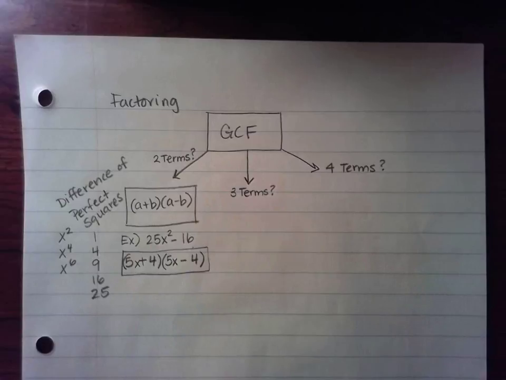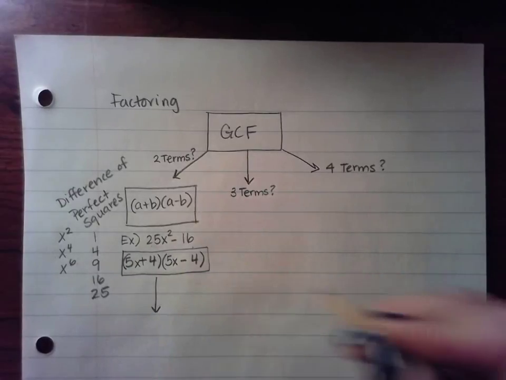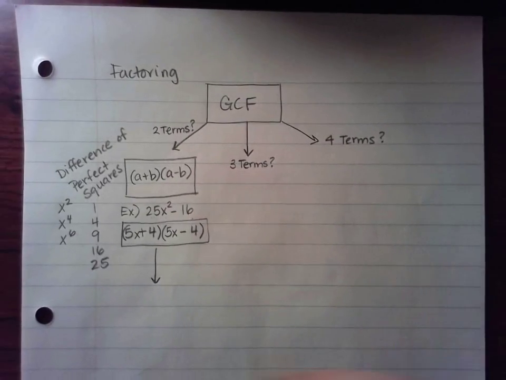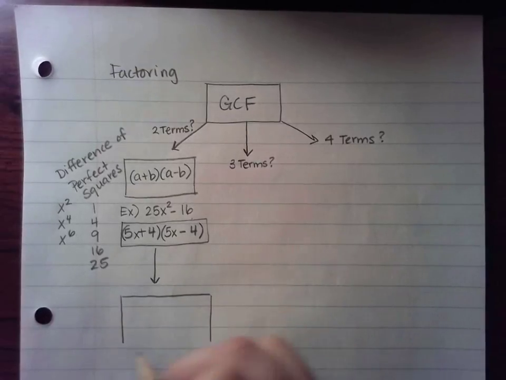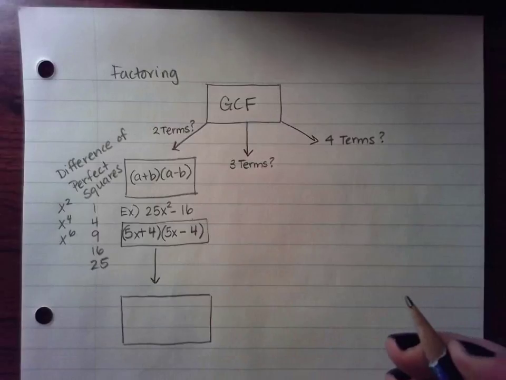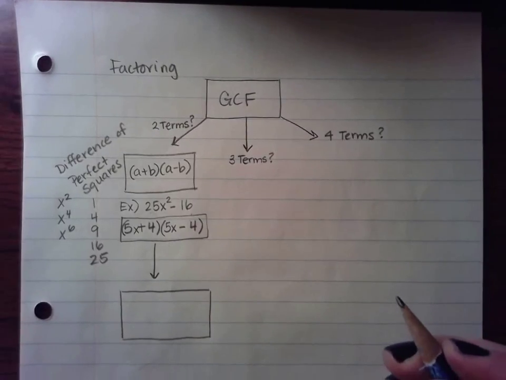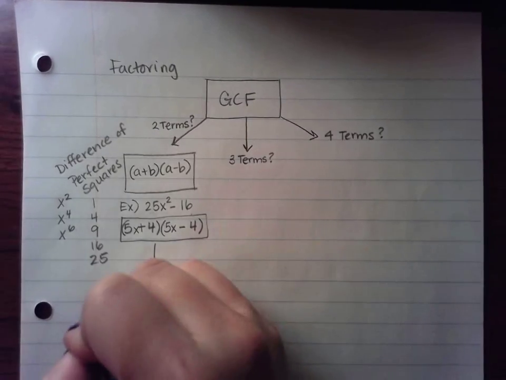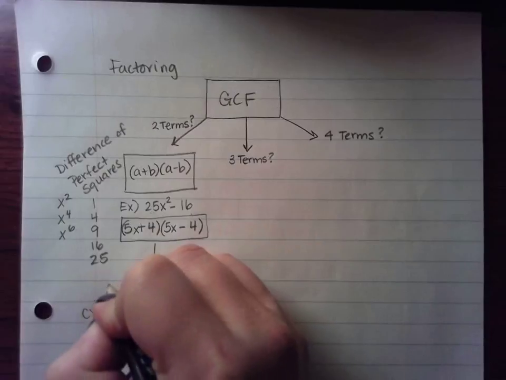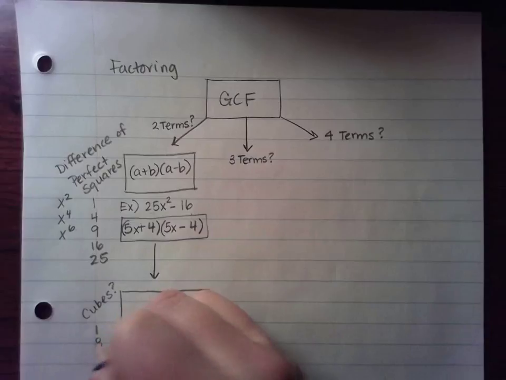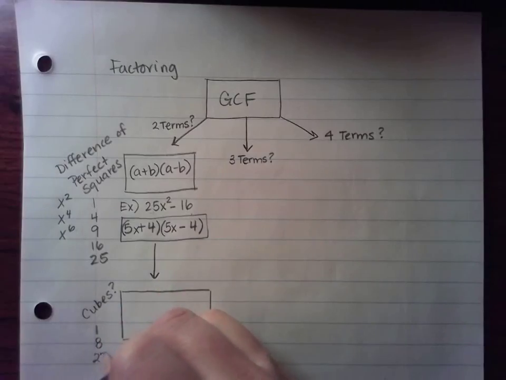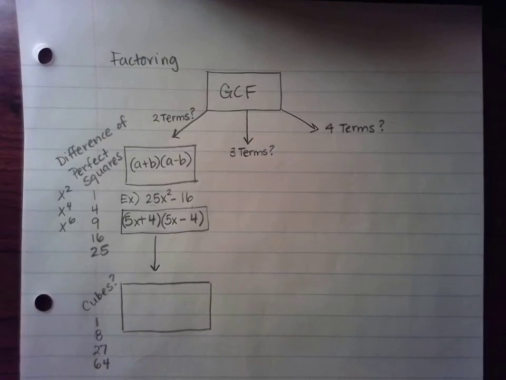Now let's say you don't have perfect squares. Maybe there's another possibility for what you have, and that would be perfect cubes. So cubes are numbers that, when you take the cube root of them, give you a whole number. So perfect cubes would be something like 1, 8, 27, 64, and so forth. Those are all perfect cubes.